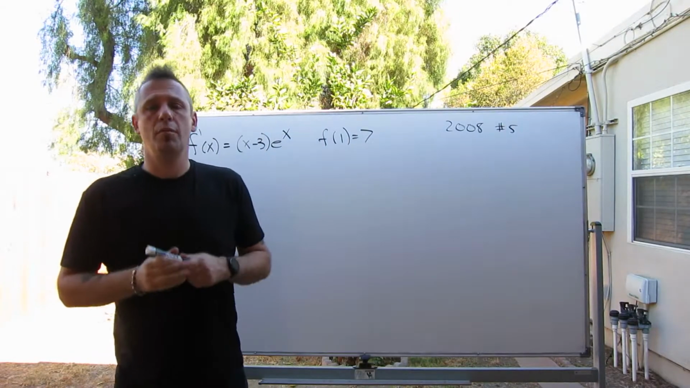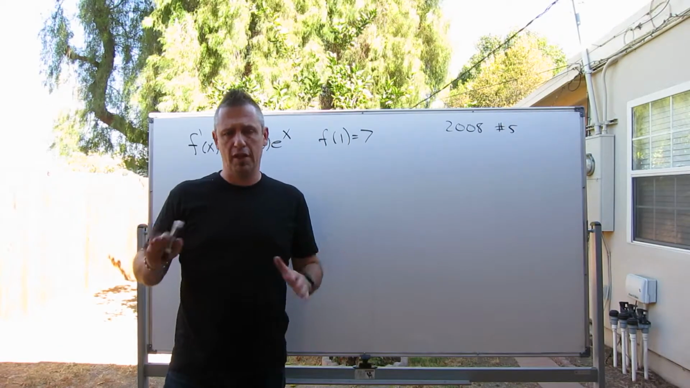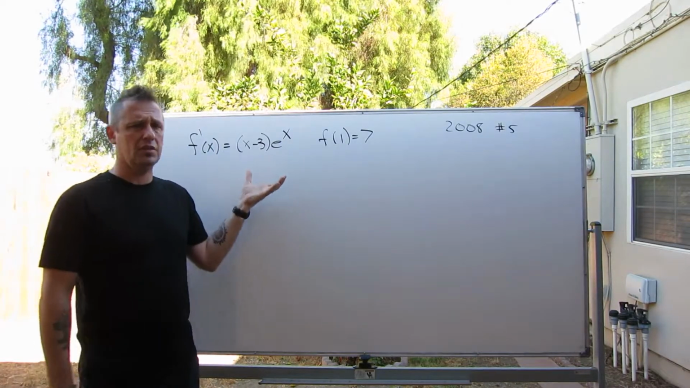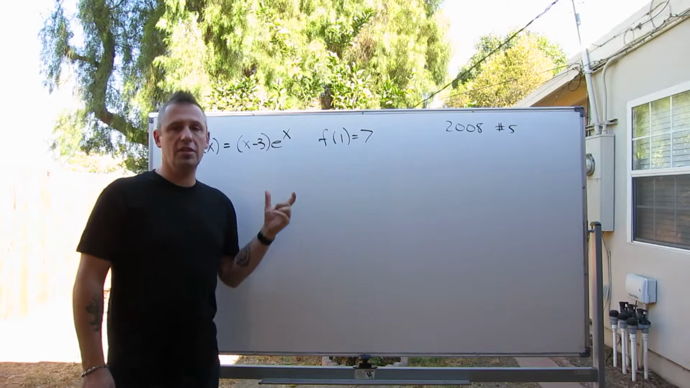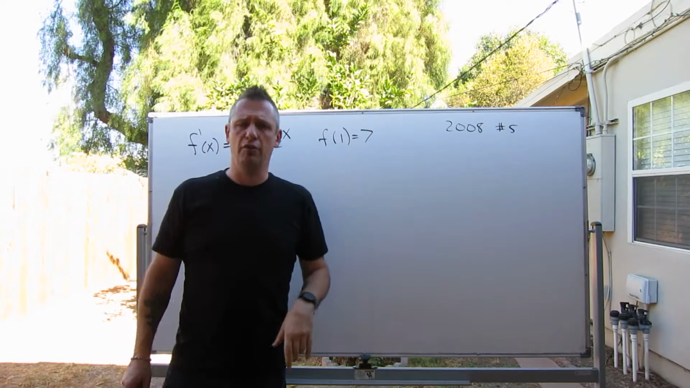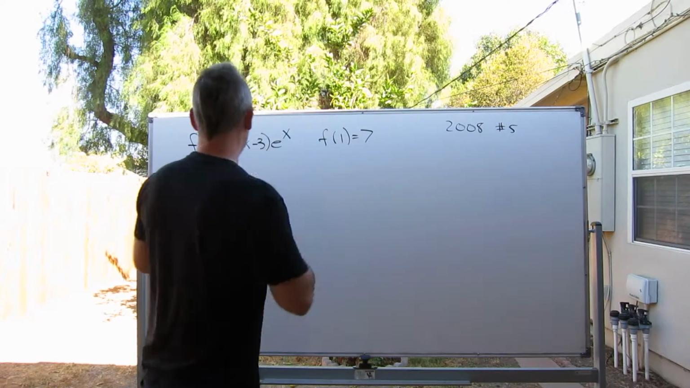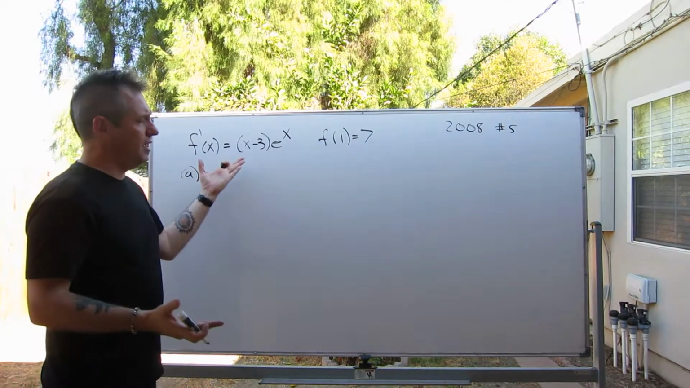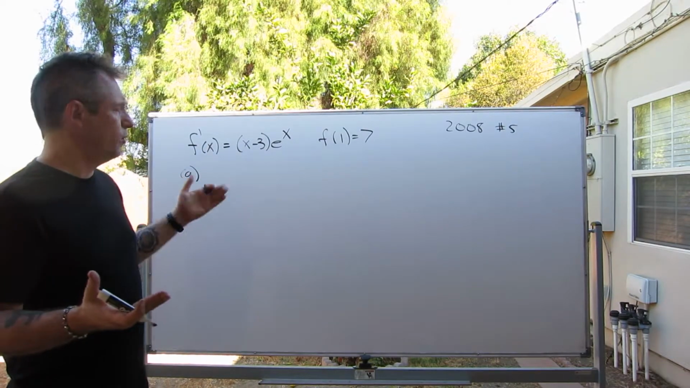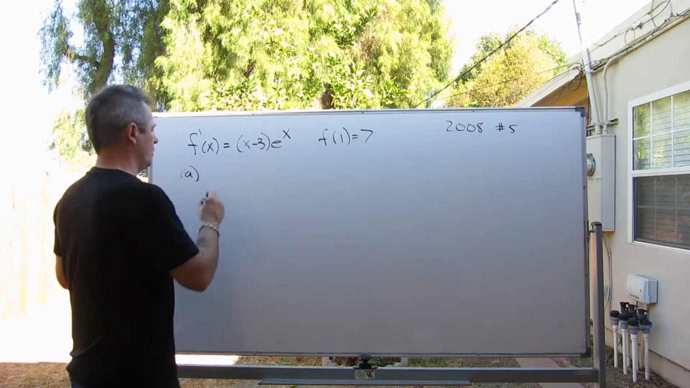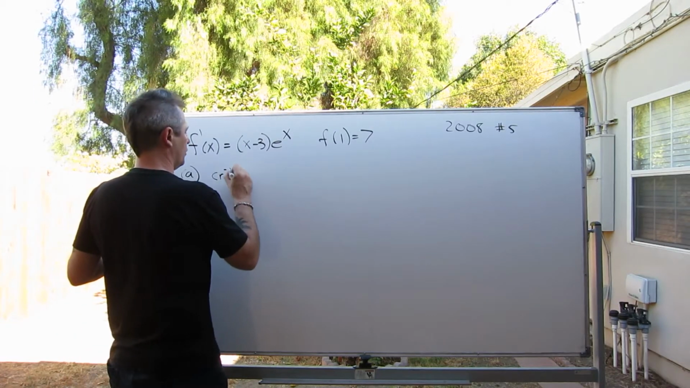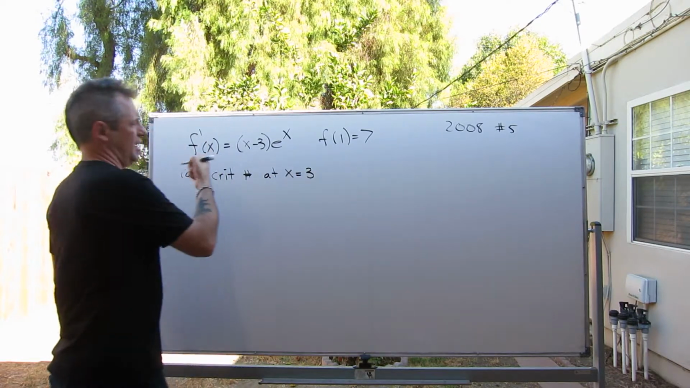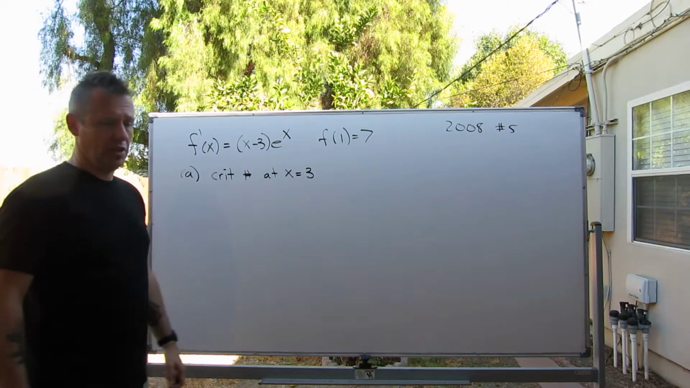Today we're working on AP Calc BC 2008, number 5. The setup for this problem is we're given some function f of x. We're not told what the function is, but we're told what the derivative of the function is, and apparently it's the quantity x minus 3 times e to the x. We're also told that f of 1 is 7. So part A says you can see that there is a critical number for f of x at x equals 3. So we clearly have a critical number at x equals 3 because f prime of 3 clearly equals 0.